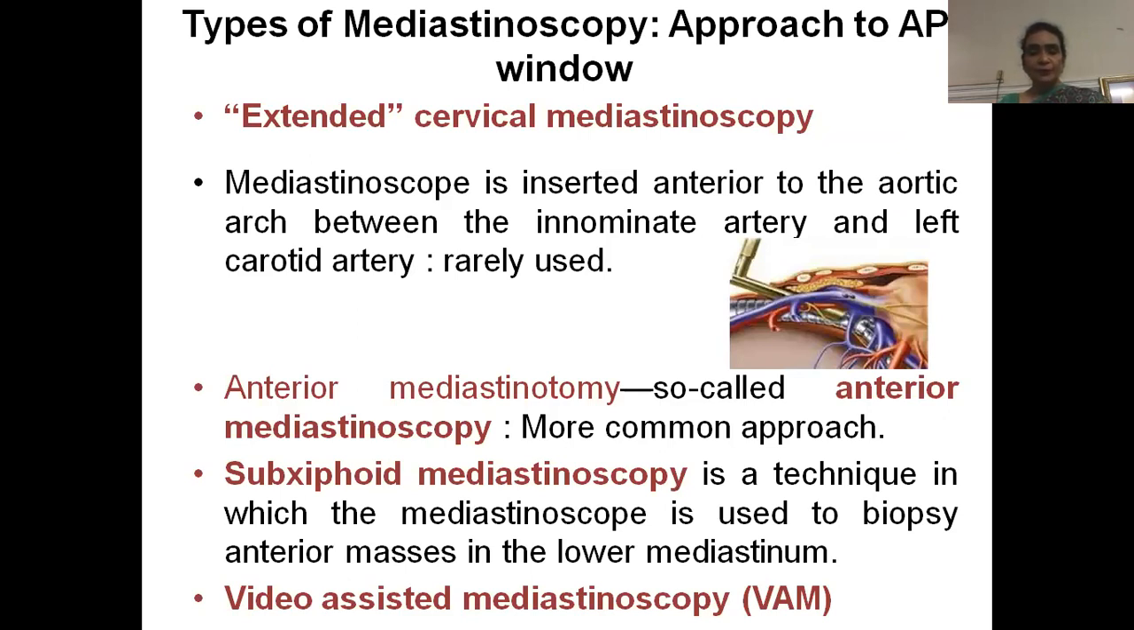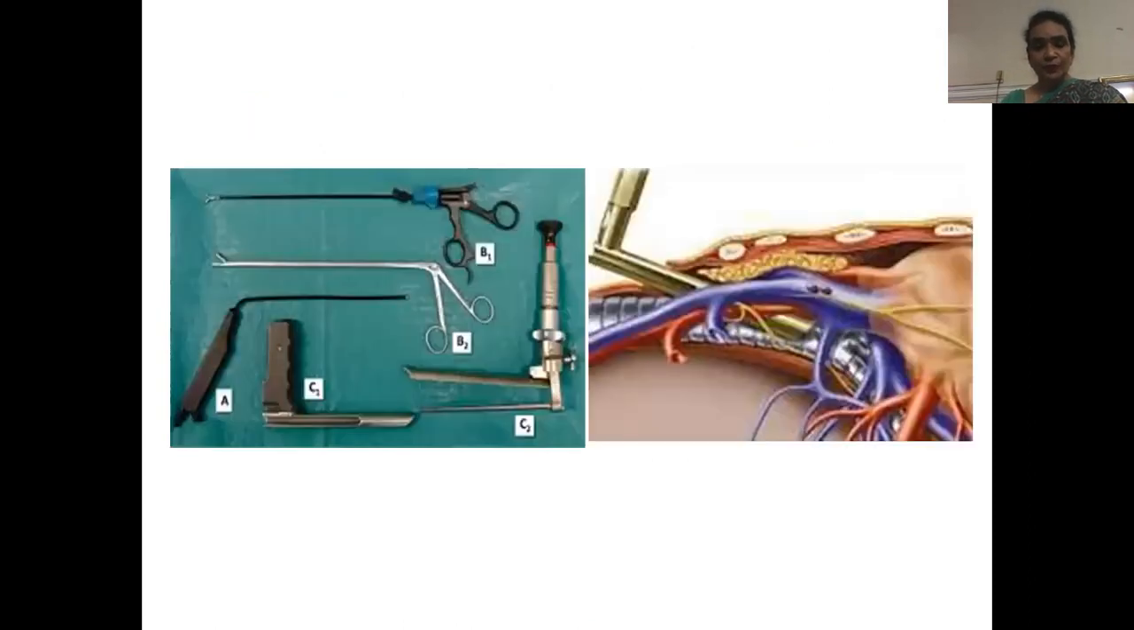Extended cervical mediastinoscopy: the mediastinoscope is inserted anterior to the aortic arch between the innominate artery and the left carotid artery, and this procedure is rarely used now. Anterior mediastinotomy, the so-called Chamberlain procedure, is one of the most common approaches to the AP window. Subxiphoid mediastinoscopy is a technique in which the mediastinoscope is used to biopsy anterior masses in the lower mediastinum. And last but not the least is video-assisted mediastinoscopy, which has better sensitivity and is more comfortable for the surgeons to use.